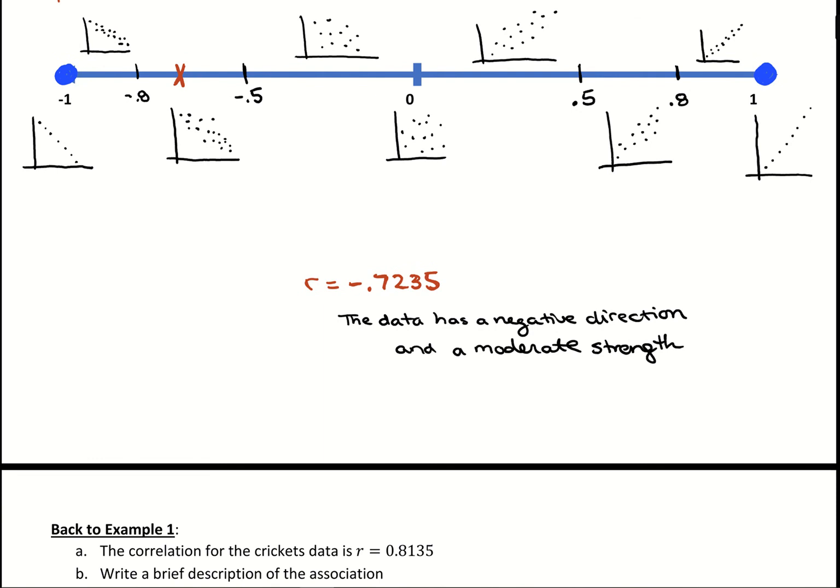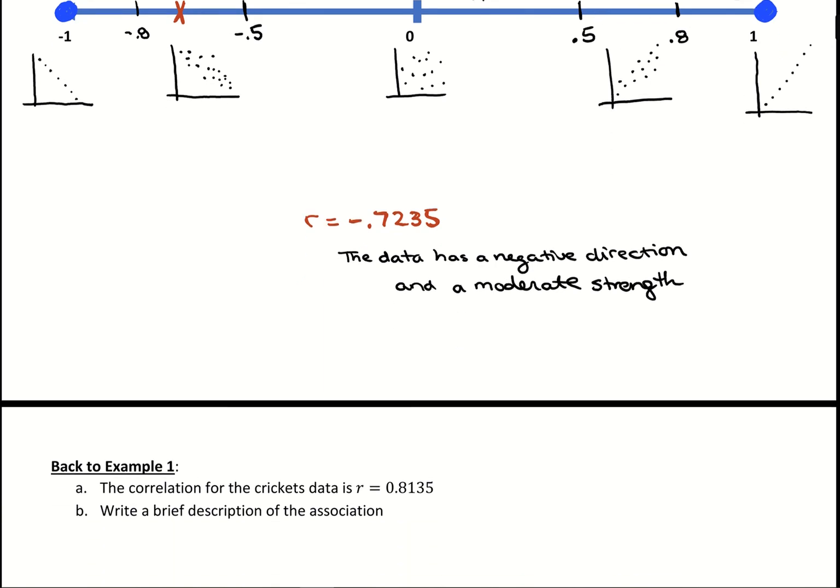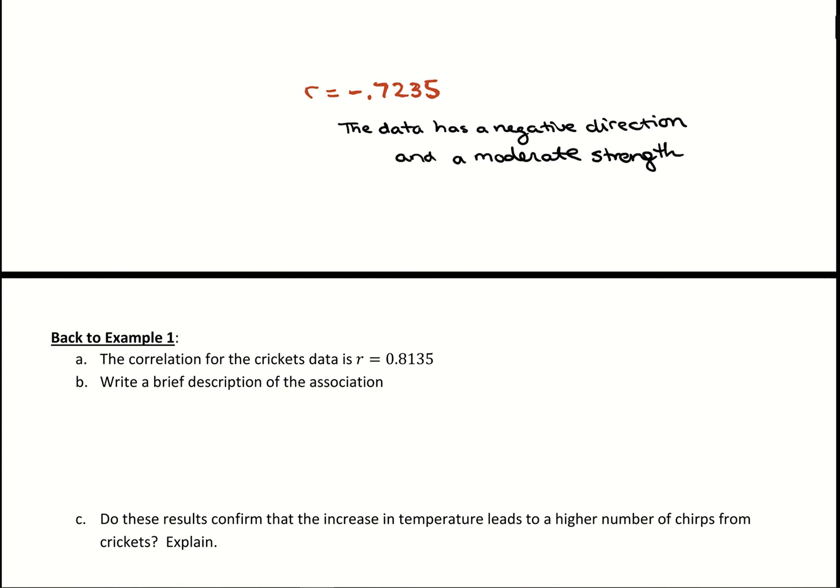So if we go back to our cricket data, we made the scatter plot, we could get a sense for that positive trend to it.